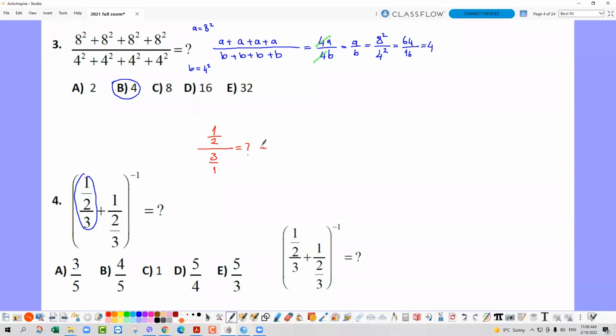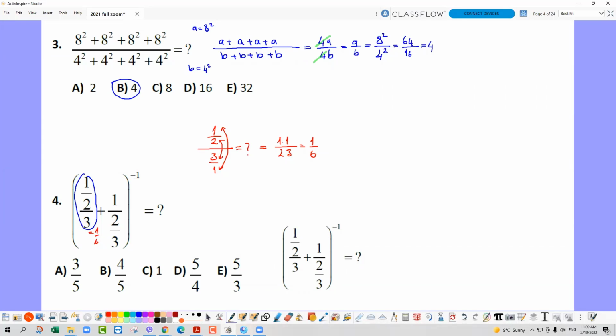So this is equal to inners with inners, outers with outers. 1 times 1, we are going to multiply these two here. Then we are going to multiply these two also. Here it's going to be 2 times 3, which is equal to 1 over 6. So I found this one is equal to 1 over 6. Yes, any question?